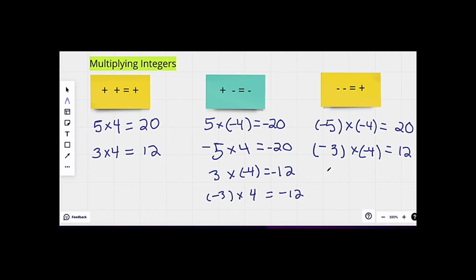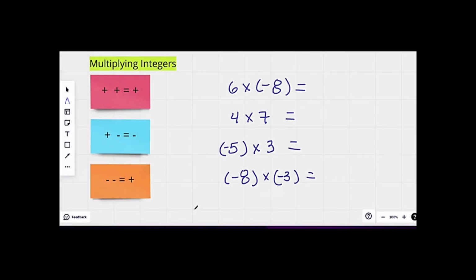Let's do one more. What if we had negative 7 times negative 3? So we know it's going to be 21 because our multiplication is not going to change. 3 times 7 is 21. We care about the signs. We've got a negative and a negative, which equals a positive. So it would be positive 21. Let's practice what we've learned so far.